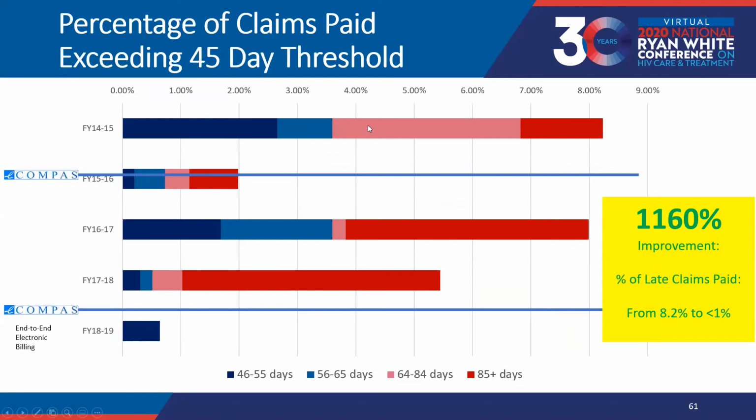And we look here at the percentage of claims paid exceeding the 45-day threshold. This is when the county would be paying later, and you could see some of them very late, 85 plus days, 64 to 84 days. So how can we help the system speed along these payments and make this a better experience for funded agencies? There were two launches. One was the main launch of the system, and now we've got the end-to-end electronic billing. And you can see all the onerous ones are eliminated completely. And we've got a 1,160% improvement in the percentage of late claims paid, from 8.2% to less than 1%. So what a great outcome there as well.